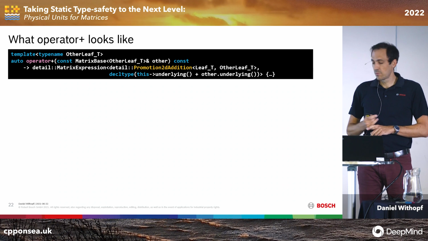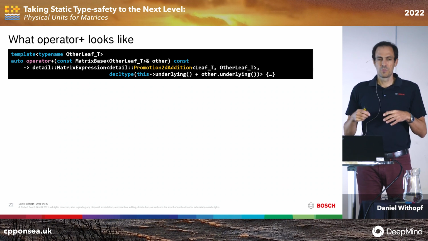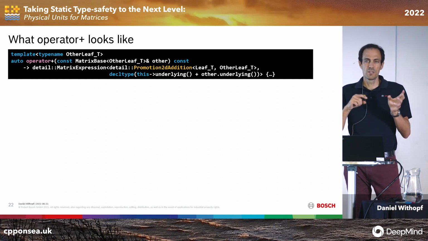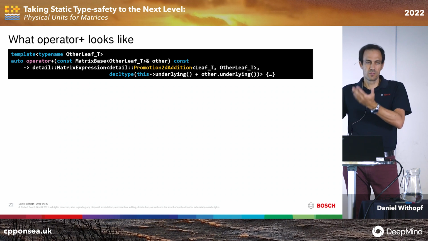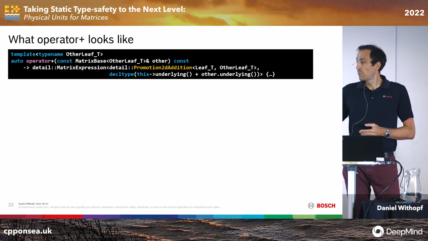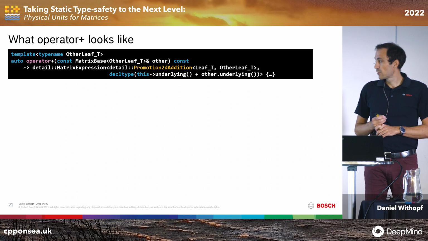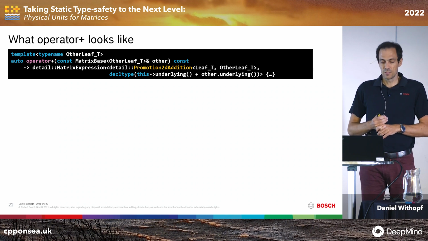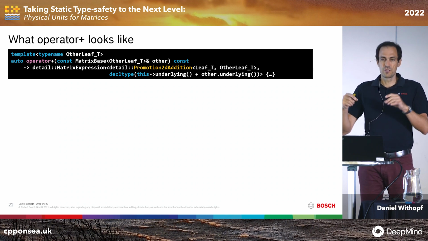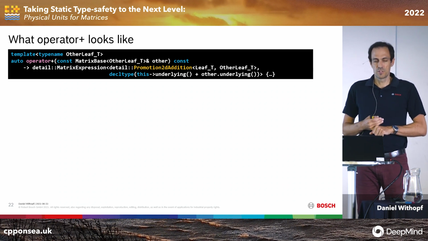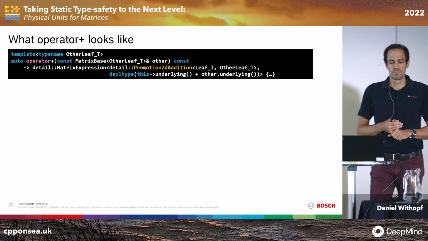So the first part, the promotion to the addition here, this is a promotion that promotes the type-safe matrix types to the resulting type. And the second part of the matrix expression, the second template argument, is simply the decltype of the addition operation of the underlying Eigen matrices or types. And this is responsible for doing the operations at runtime.